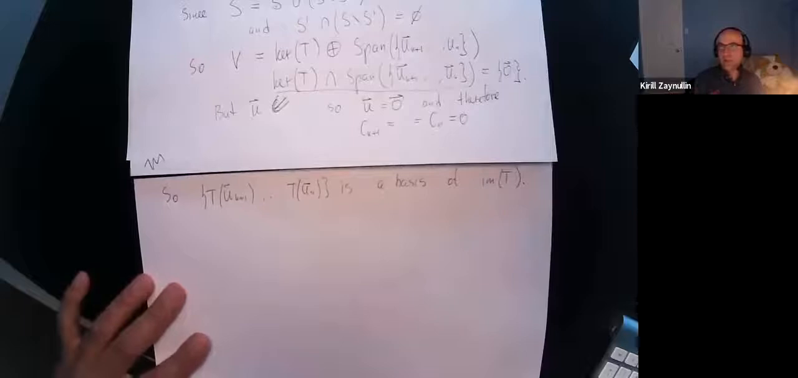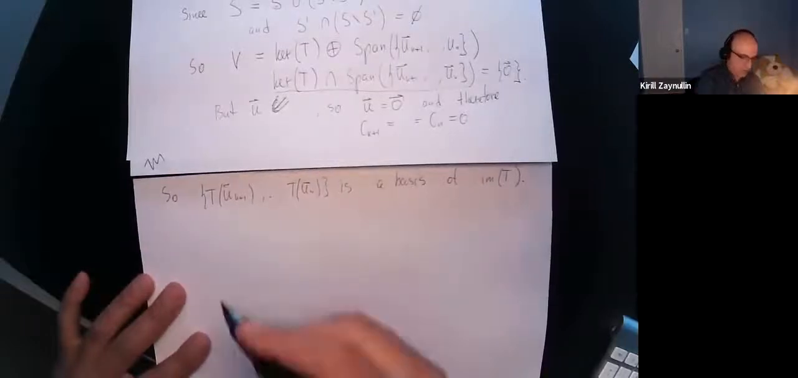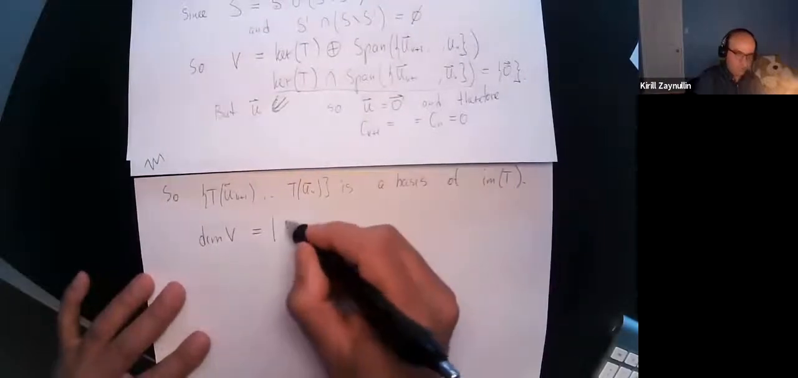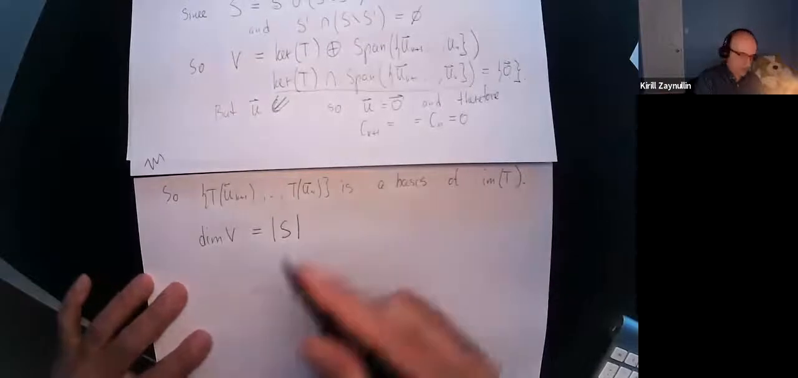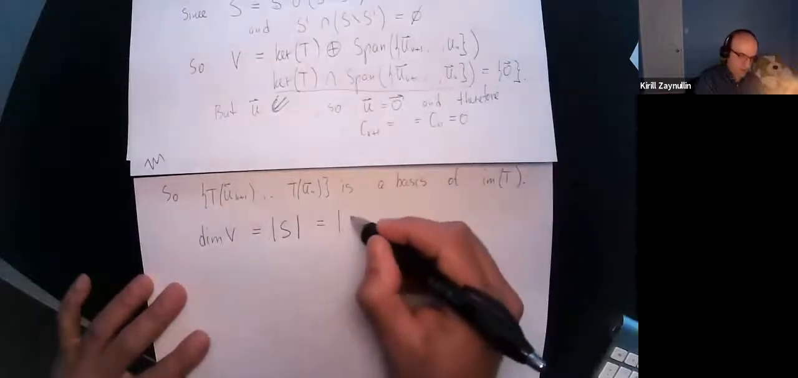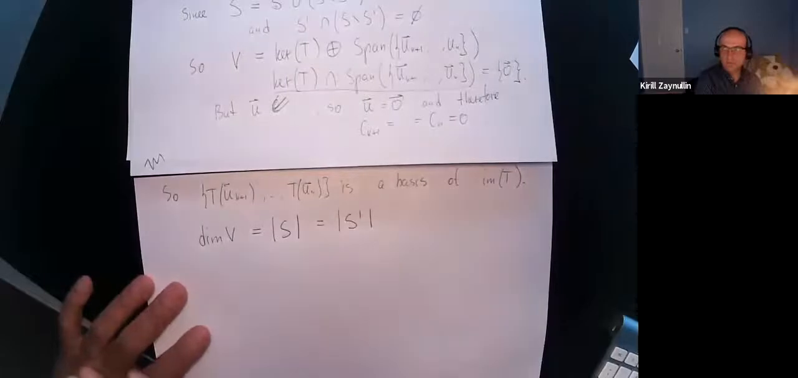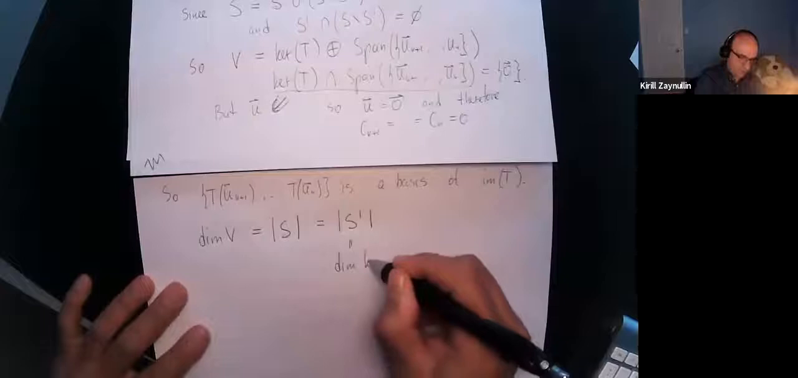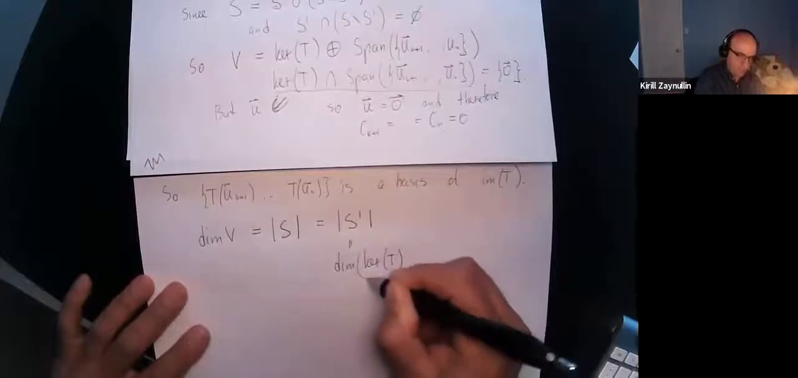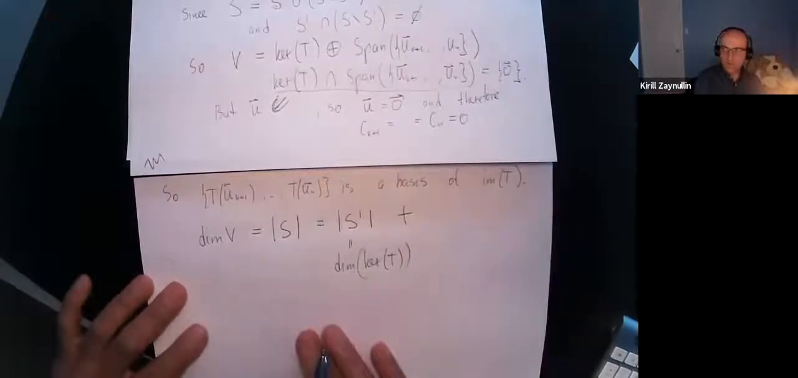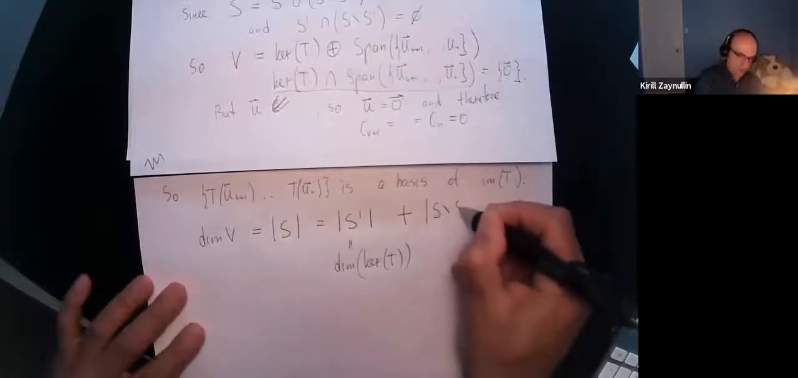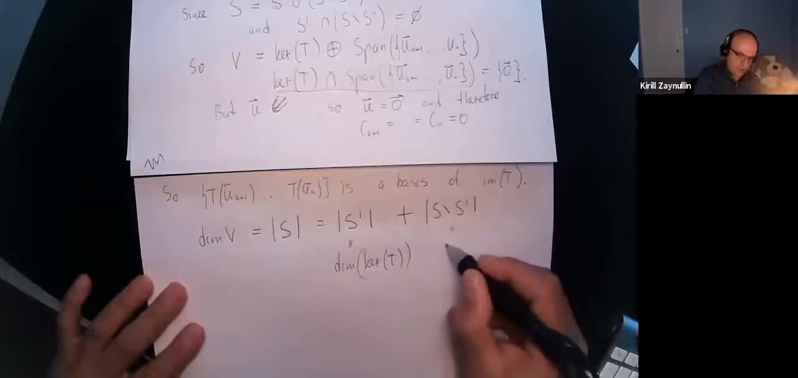Now, if you want to get the dimension formula, we just count how many elements there are in the basis. The dimension of V equals the number of elements in S, and that's just the number of elements in S prime, and that's precisely the dimension of the kernel, if you remember, plus the complementary number, the number of elements in S without S prime. And that's precisely the dimension of the image.